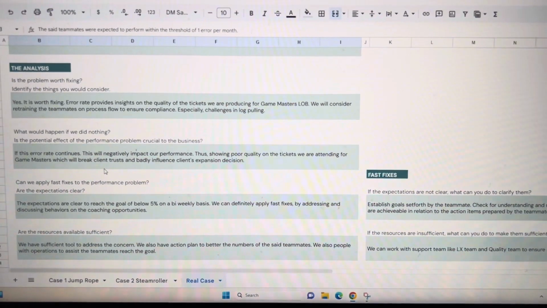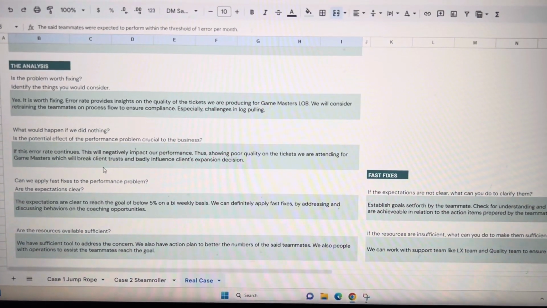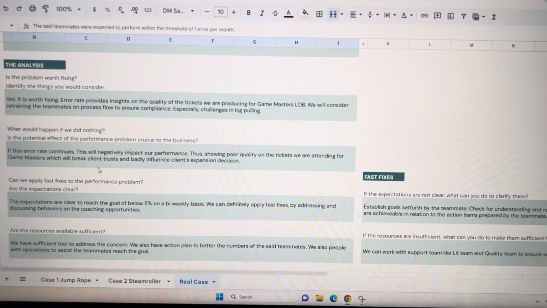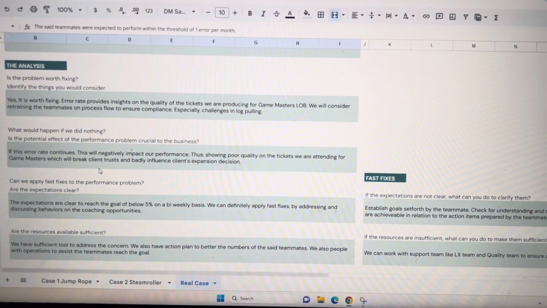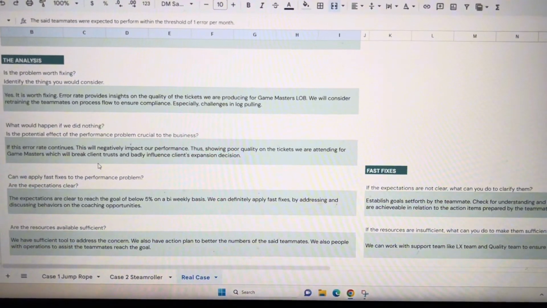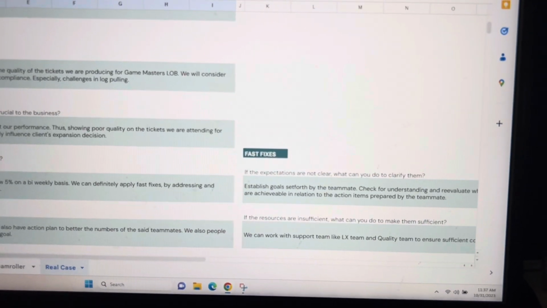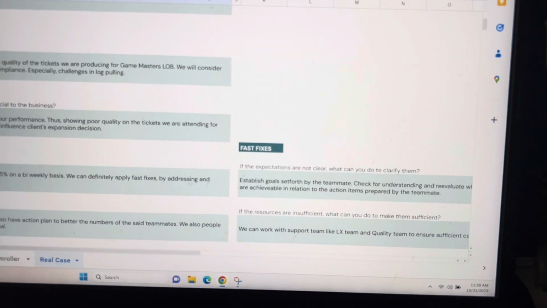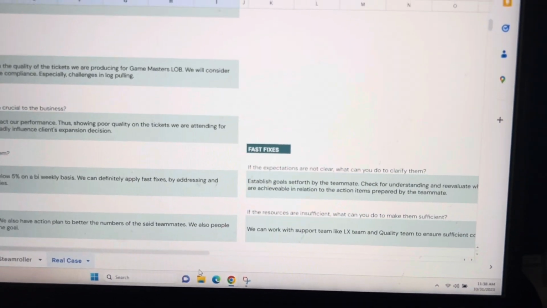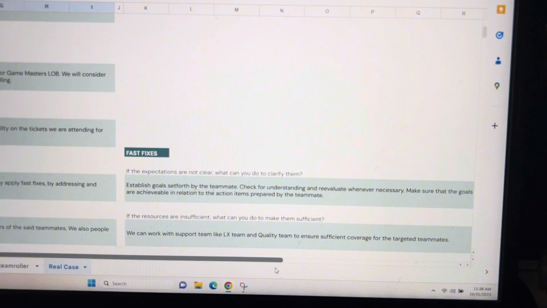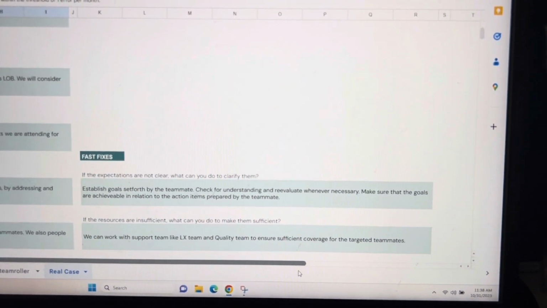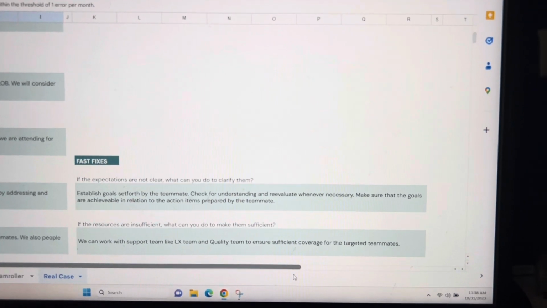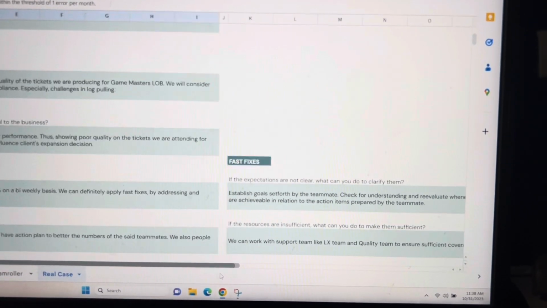Are the expectations clear? The expectations are clear, to reach the goal of 5% on a bi-weekly basis. We can definitely apply fast fixes by addressing and discussing behaviors and coaching opportunities. So fast fixes: establish goals. If the expectations are not clear, what can you do to clarify them? Of course, establish goals set forth by the teammate. Check for understanding and reevaluate whenever necessary. Make sure that the goals are achievable in relation to the action items prepared by the teammate.